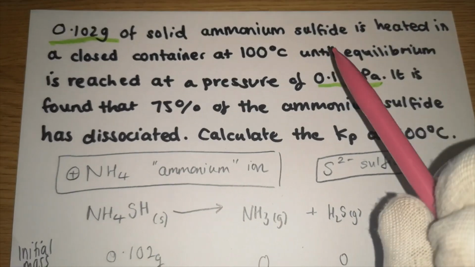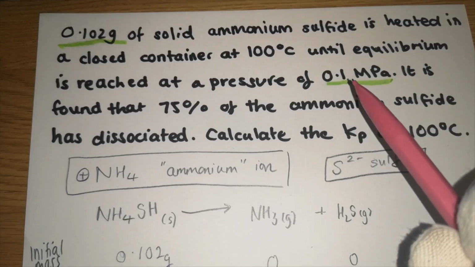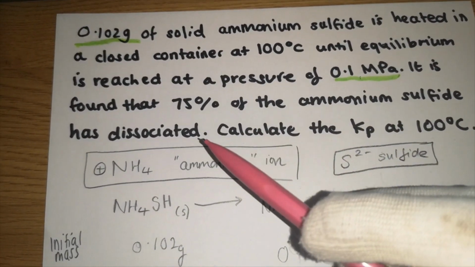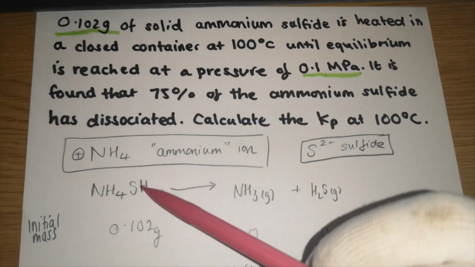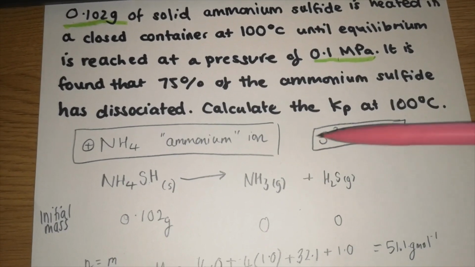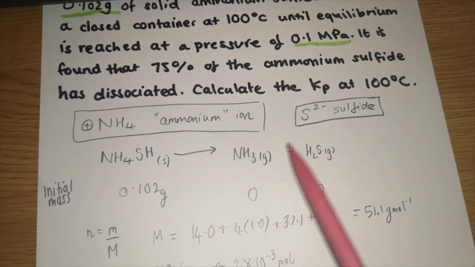We can now fill in our second row, initial moles. Referring back to the question, we see that the system reaches an equilibrium when the pressure is 0.1 megapascals. It's found that 75% of ammonium sulfide has dissociated. That means that only 25% of the ammonium sulfide remains. 75% of it has been converted to these. It is 75% of the number of initial moles that we are talking about.